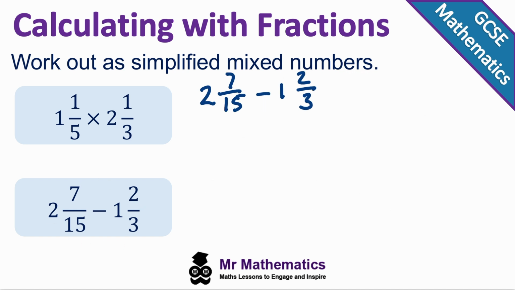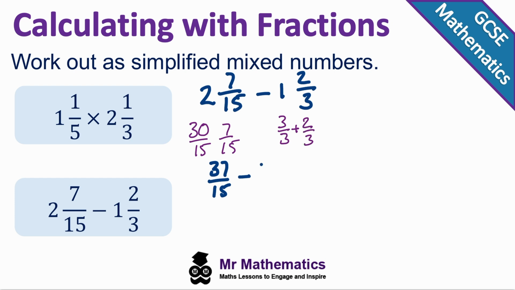How did you get on with that? Well, the 2 we know is 30 over 15, and then we have the 17 over 15, so we have 37/15 minus this 1, which we know is 3/3, plus the 2/3. So this will give us 5/3.